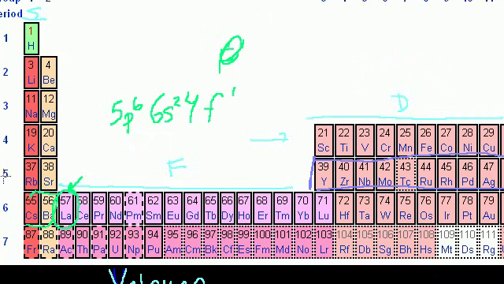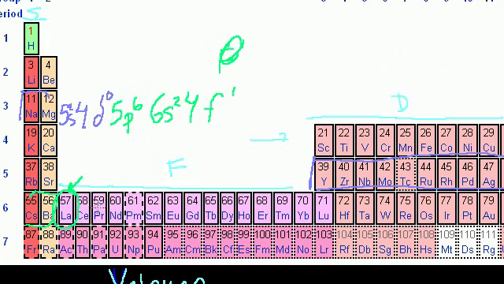But remember, you subtract 1 from the D block. So it would be 4d10. And then it's 5s2. And you just keep going back that way. It seems complicated at first, but just remember, when you're in the S or the P block, you just look at the period you're in.